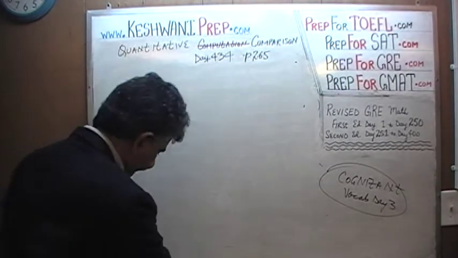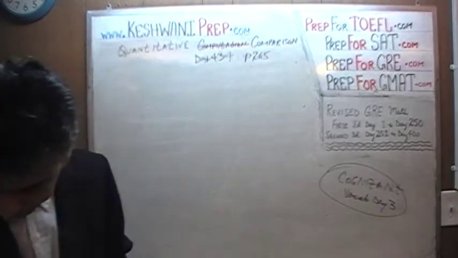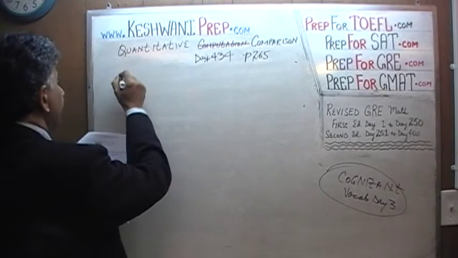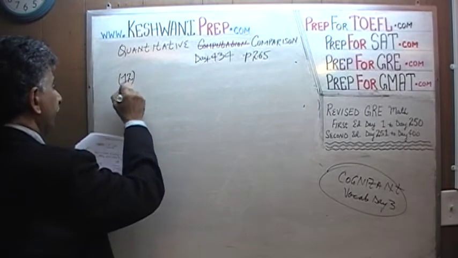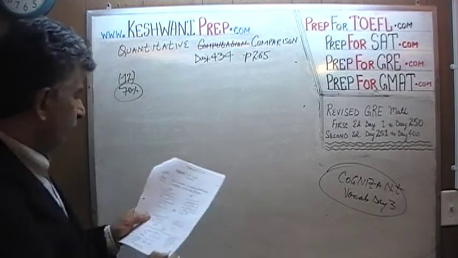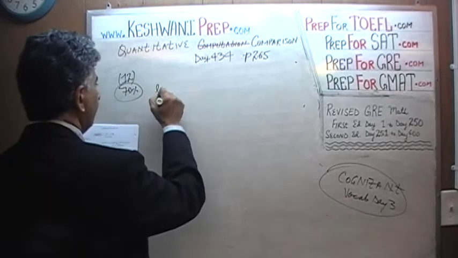Number 12, when it appeared in the exam, actually is even easier than the one we just finished. When it appeared in the exam, the percentile was 70%. So it's got to be quite straightforward. Here's what we're being asked to compare.